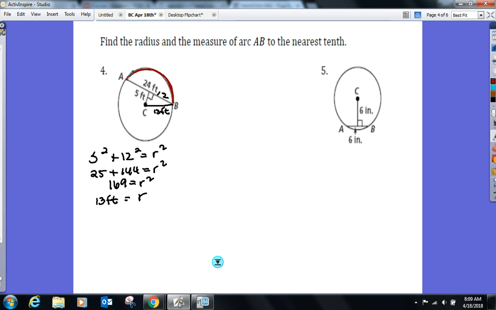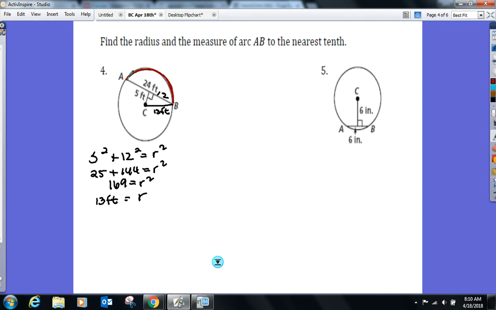But what's the problem using that formula? Anybody know the problem? I don't have the arc length to plug in. All right, so I don't have arc length. I'm going to let you dig deep. If you need to talk it over with your group, talk it over. What's the other way you can find the measure of the arc? The measure of the arc is always equal to blank.